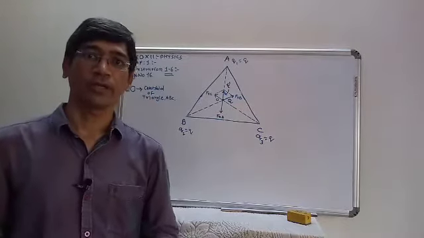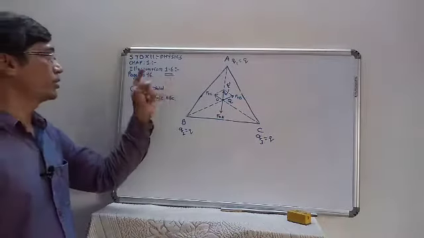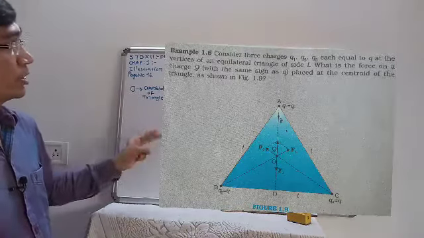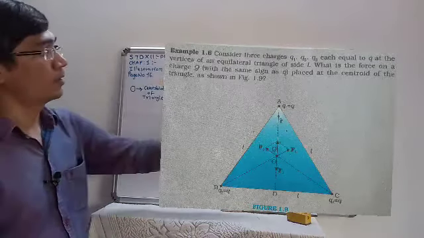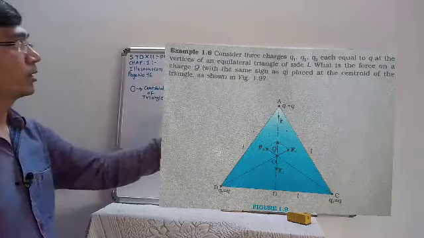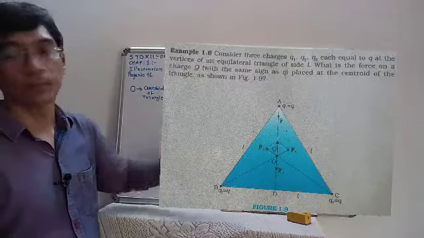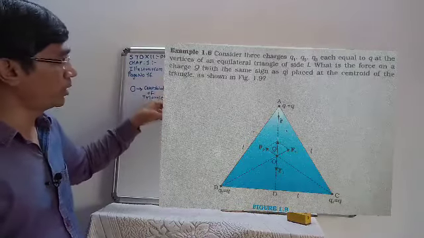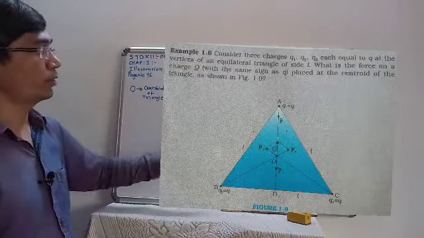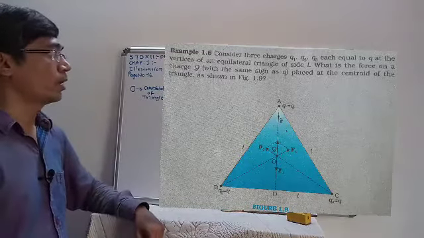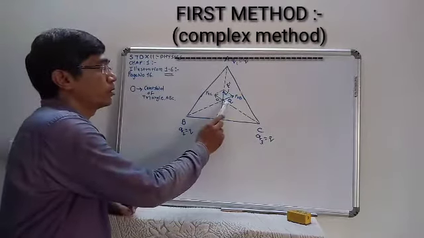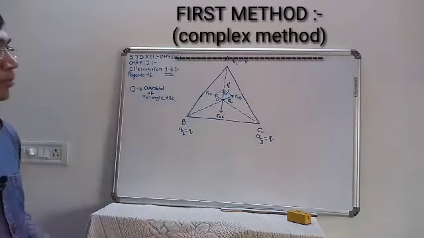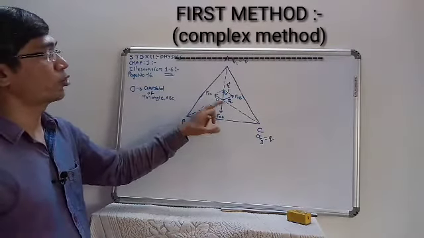Okay, now we are taking illustration 1.6, page number 16 in chapter 1. In this illustration we have taken one triangle. On the vertices of the triangle, charge q is kept. The same value of charge q is kept on A, B and C of the equilateral triangle. Now at the centroid, capital Q charge is kept. We have taken O as the centroid.